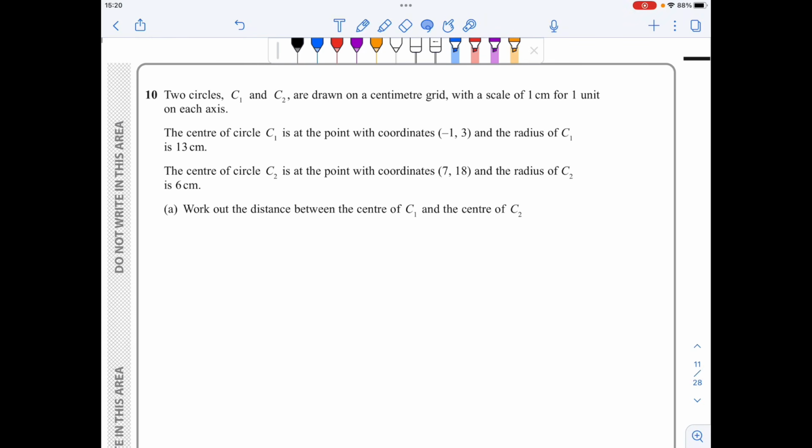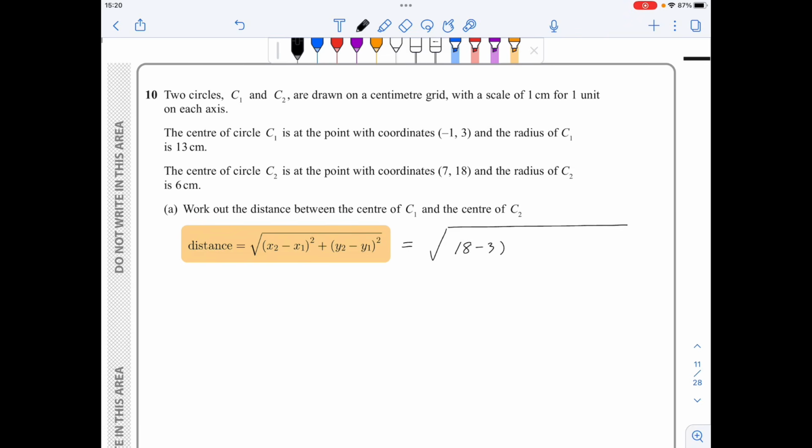For question 10, I'll start by using the distance formula to find the distance between the two centers. The formula is the following. So let's plug in the values. This will give me the square root of 18 minus 3 squared plus 7 minus 1 squared, and the answer comes out to be 17.